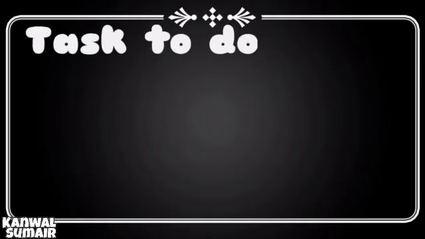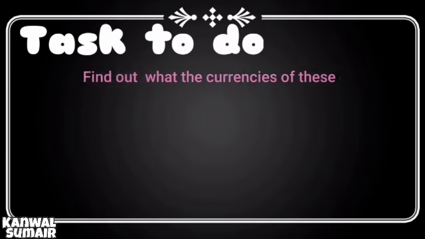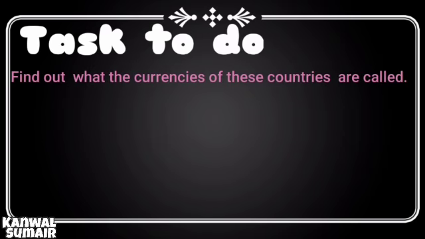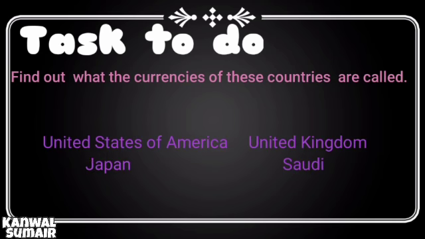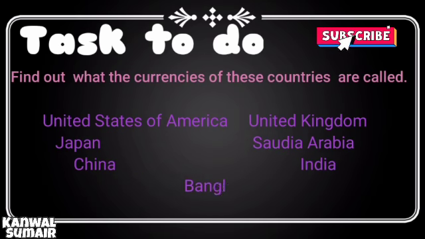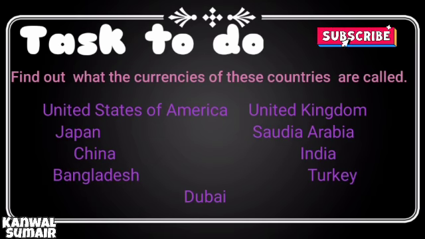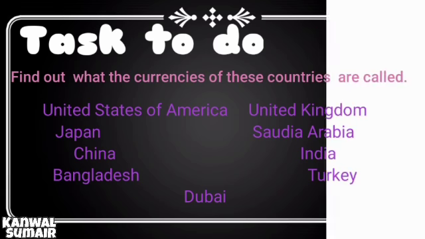It's time to do a task. Find out what the currencies of the following countries are called. The countries are United States of America, United Kingdom, Japan, Saudi Arabia, China, India, Bangladesh, Turkey, and Dubai.